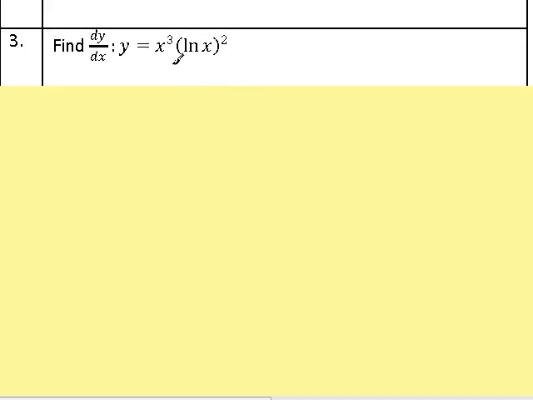In number 3, we have a product. The first function is x cubed, and the second function is ln x squared. So we're going to differentiate using the product rule. There we have the first function times the derivative of the second. Here we have a chain rule, bring down that 2, ln x to the 1. And the derivative of the inner function, ln x, is 1 over x. So far we did the first times the derivative of the second. And now the second part: plus the derivative of the first, that's 3x squared, times the second.